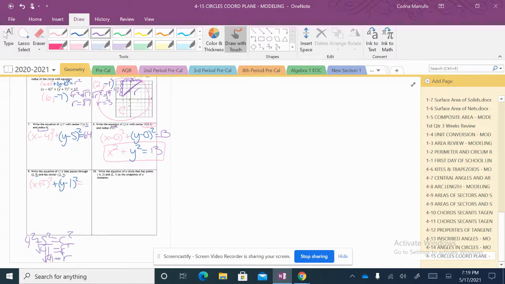Okay, so for the equation, all we have to do is square it. So r squared equals the square root of 41 squared, and the square root and the square cancel, and we're just left with 41.